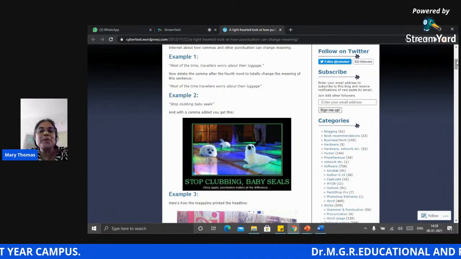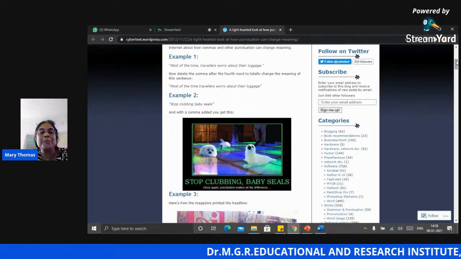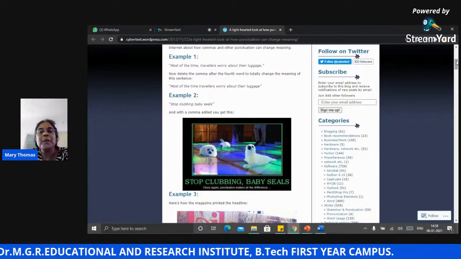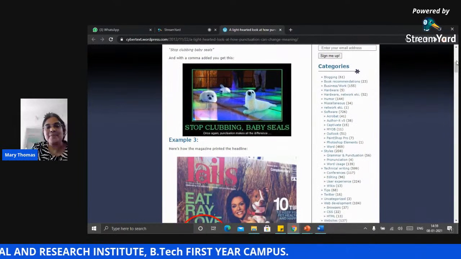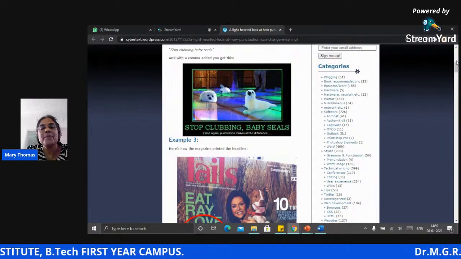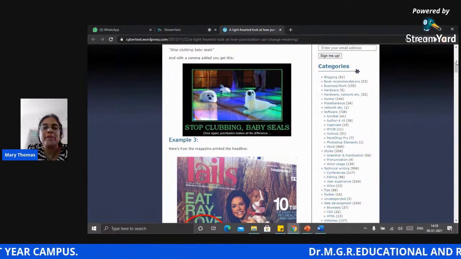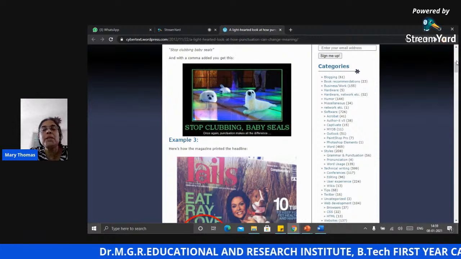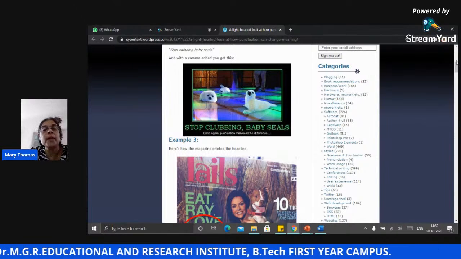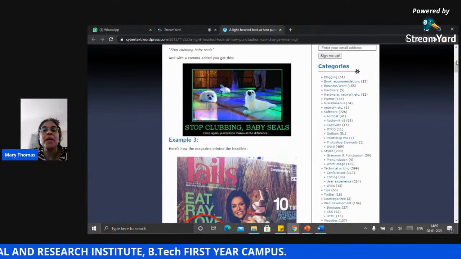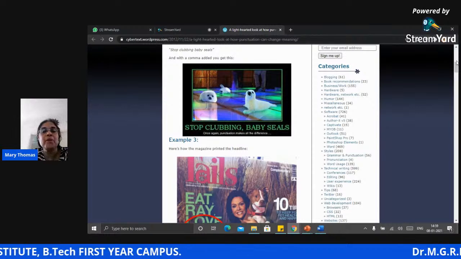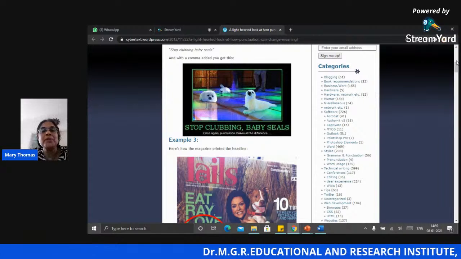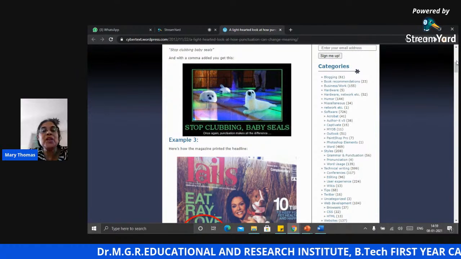Then the next one. Stop clubbing baby seals. So what they are saying is, it's actually an instruction. It is a plea that is going out to wildlife to save the wildlife. Stop clubbing baby seals. Okay, it means stop killing baby seals or stop culling baby seals. But here it means that stop clubbing. Okay, it means that the seals have a club and they're all clubbing. When the comma comes in between the first 2 words, it changes the meaning entirely.